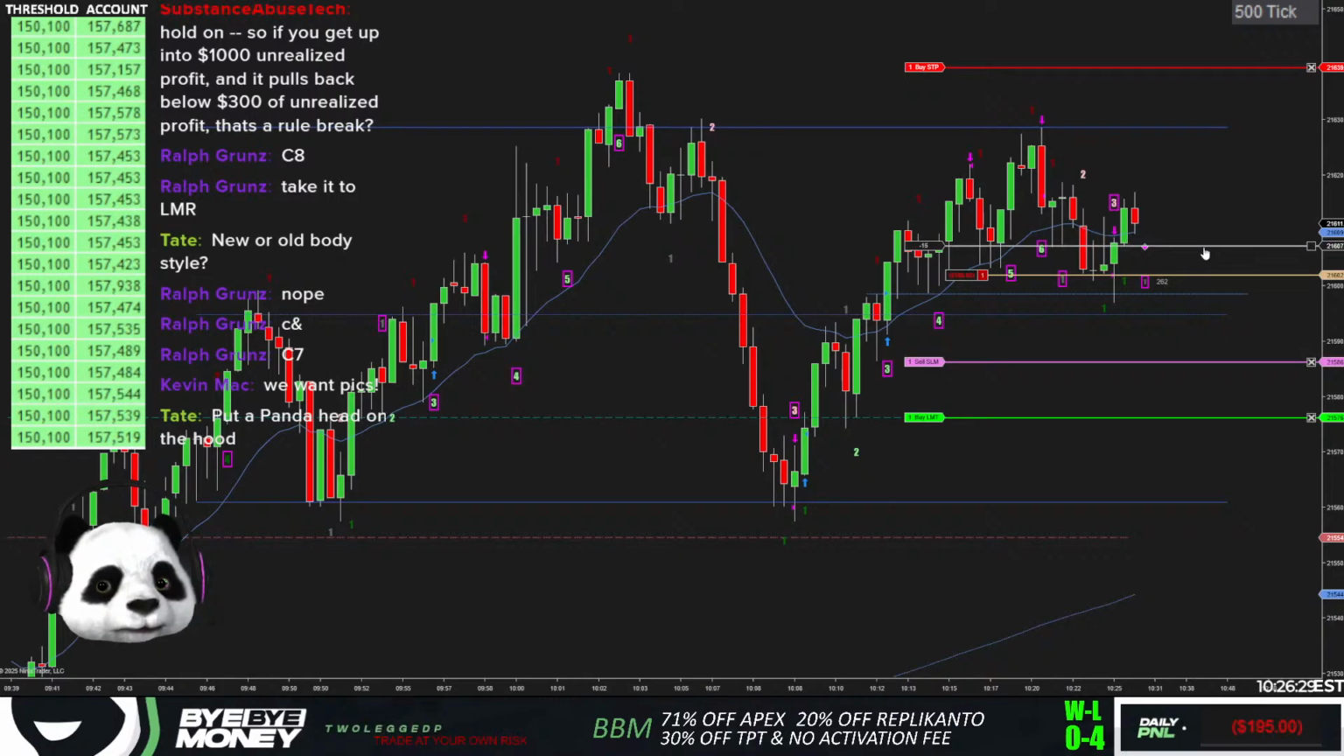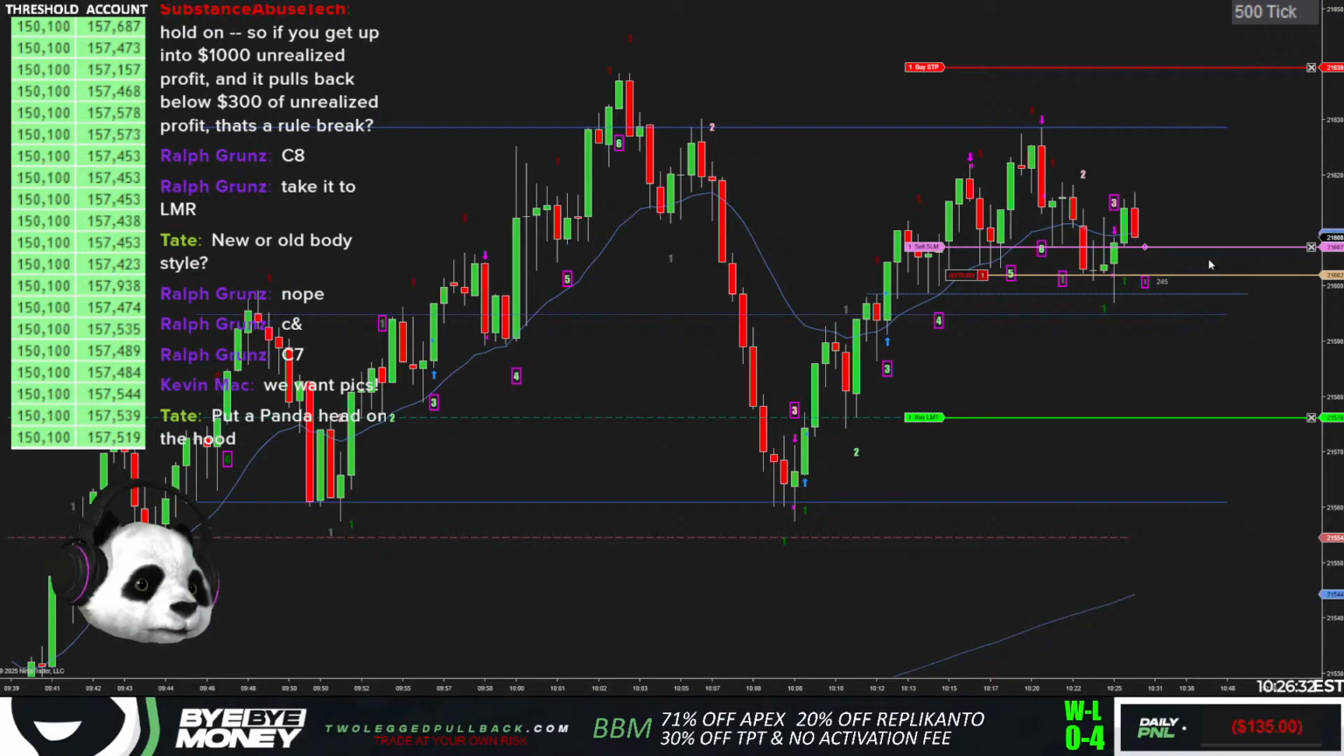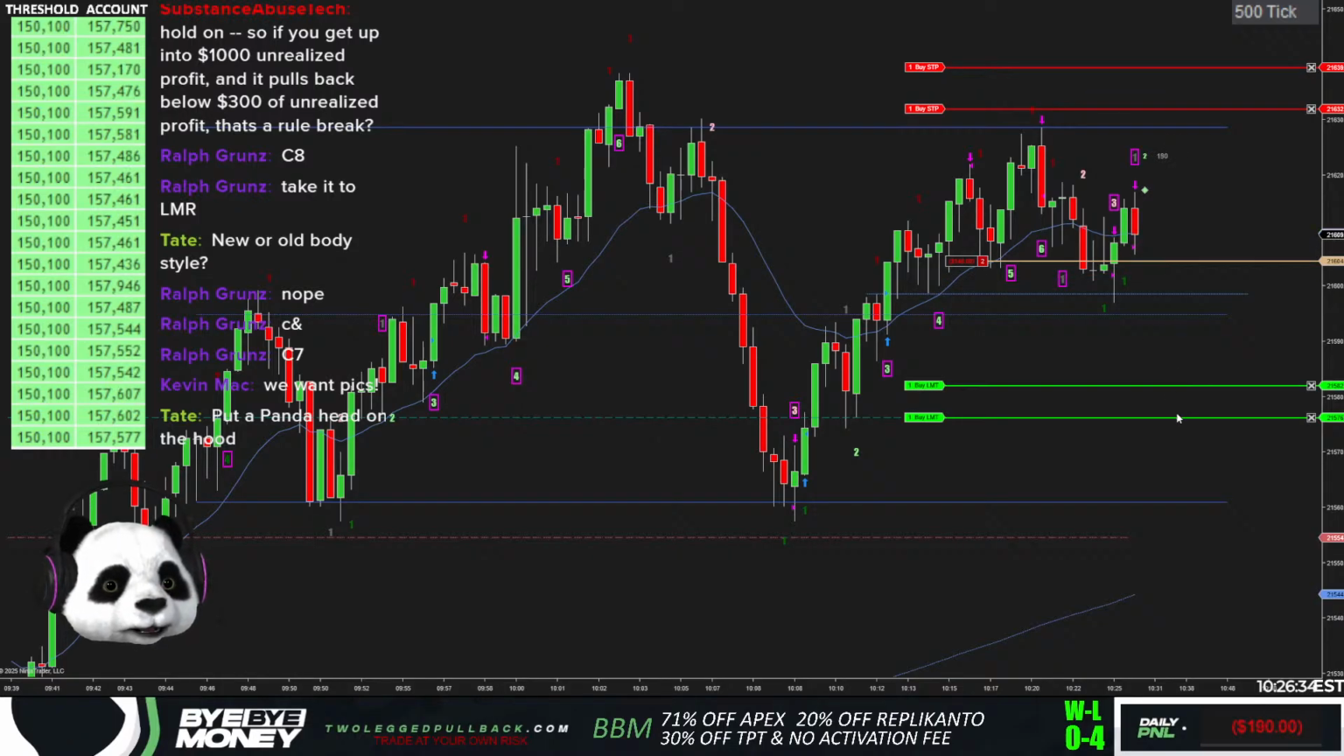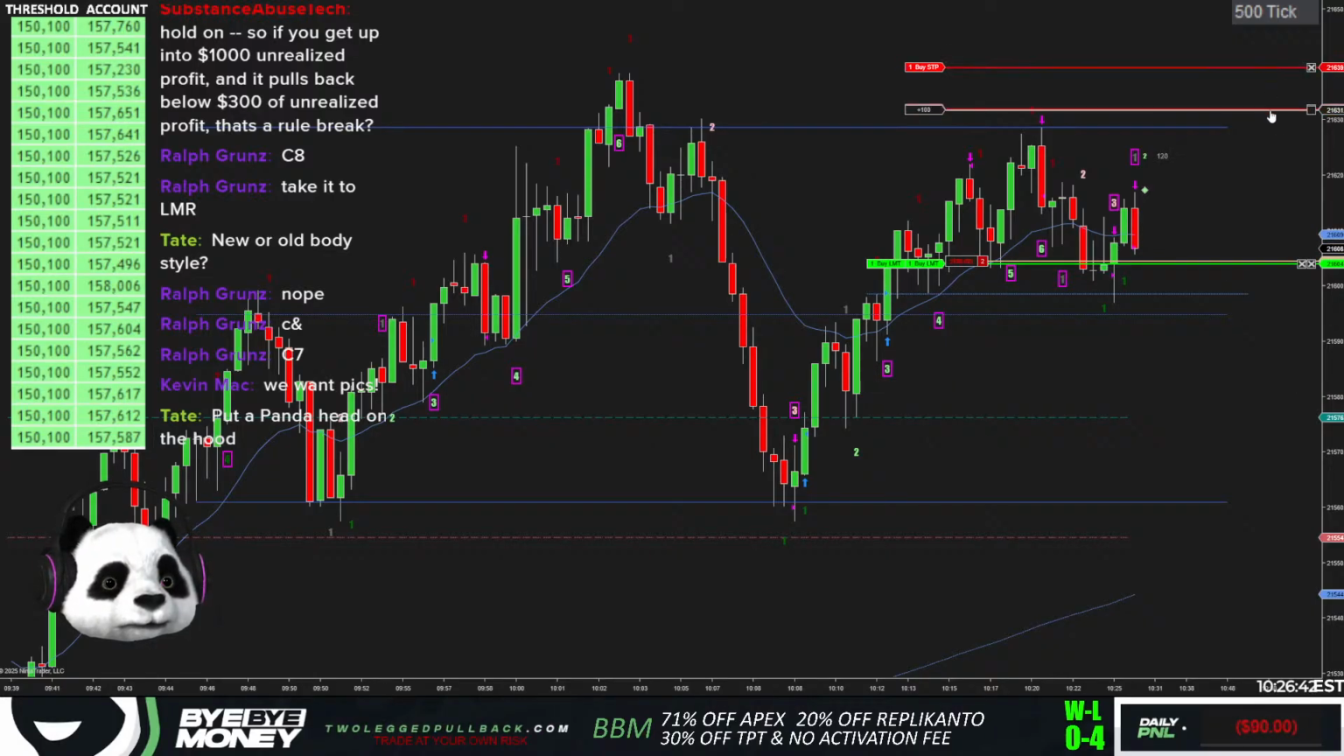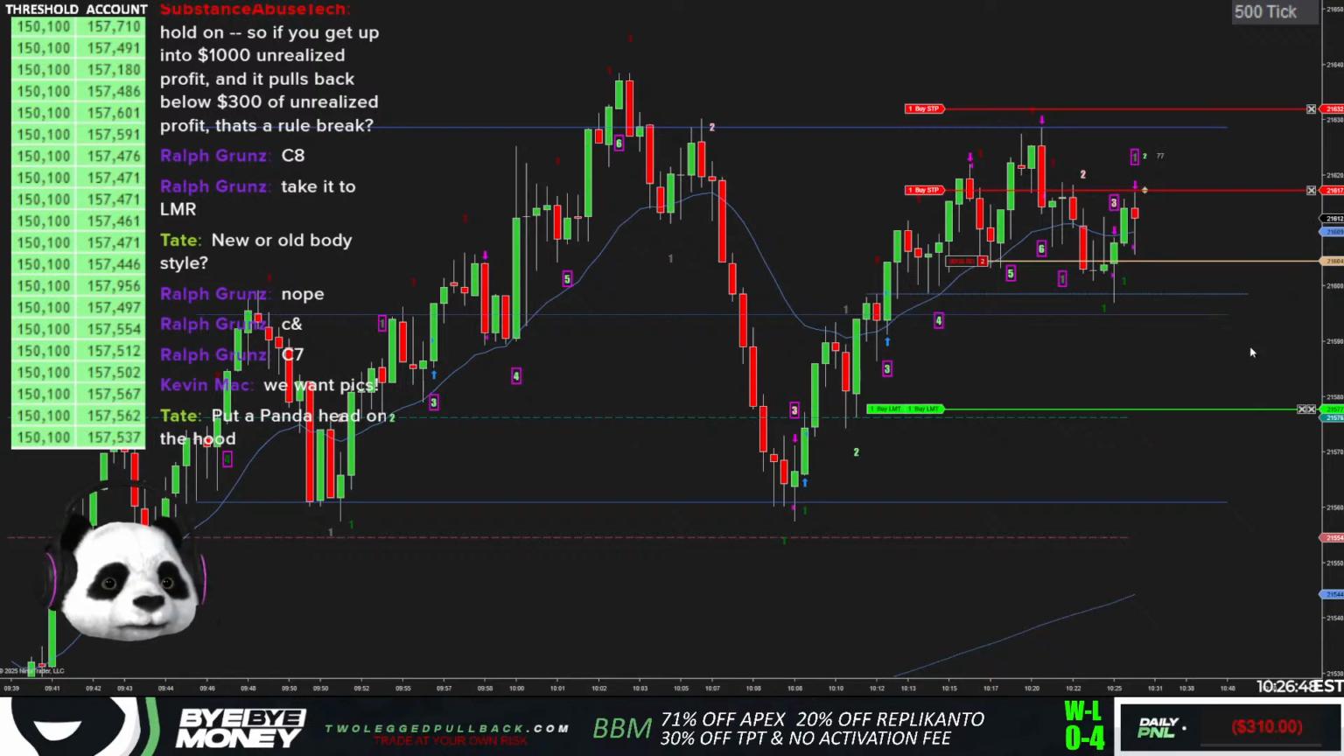Let's see. I'll take it on the next reversal up, reversal down. It pushes back up here. I think we'll call it there. Yeah, it pushes back up. We'll call it there.